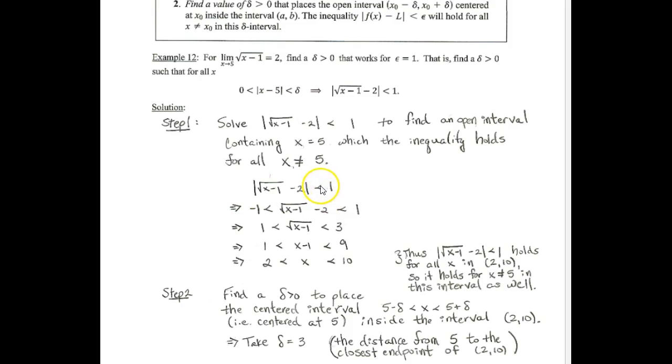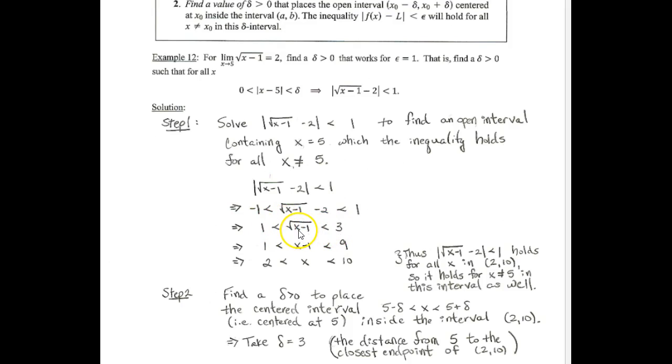Now when I have an absolute value inequality, what I do is I remove the absolute value by saying it has to be greater than minus 1 but less than 1. Right? I bring this 1 over to this side, make it minus 1, and I have these two inequalities essentially. So now I'm going to add 2 everywhere. Add 2 to 1, I get 3. Add 2 to negative 1, I get 1. So that means the square root of x minus 1 is between 1 and 3.